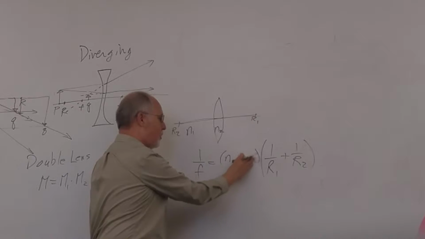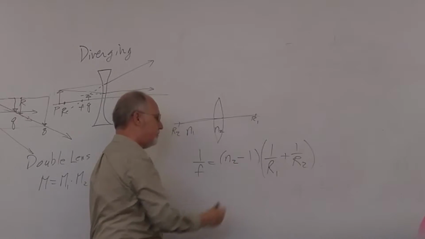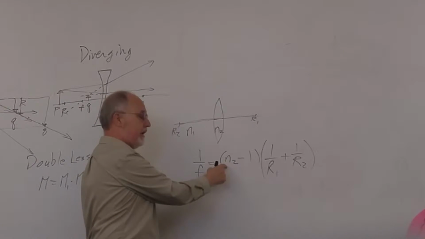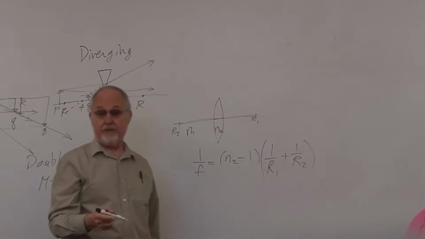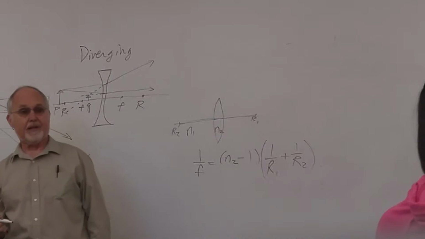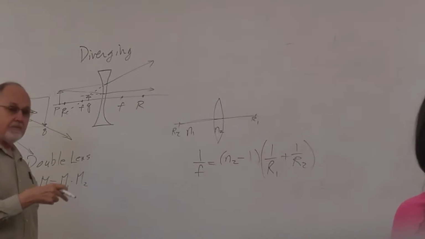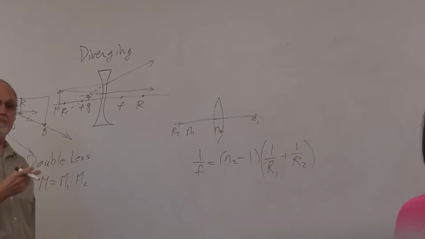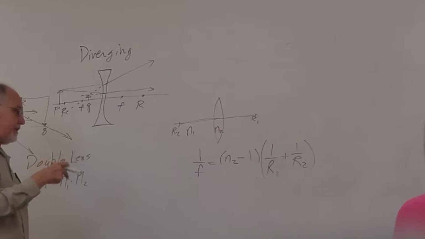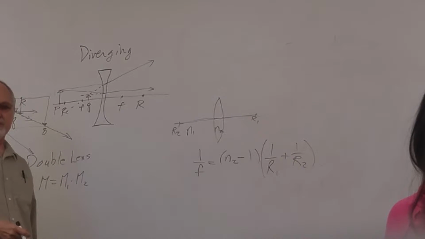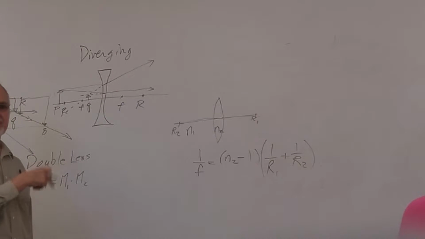But if this is just a 1, then you've got an index which is bigger than 1 for the glass or the plexiglass, whatever the lens is made out of. And so the n minus 1 is going to be some positive number. And it just depends on what the radius of curvature is, whether the focal length is positive or negative.